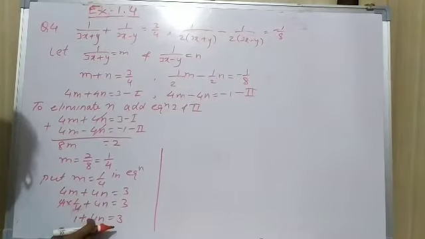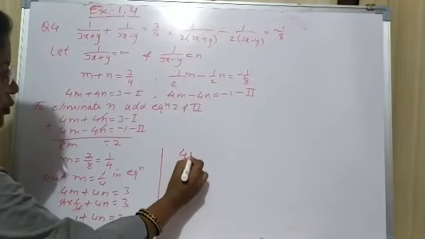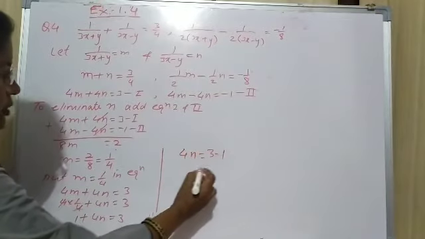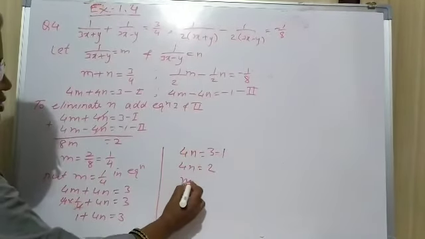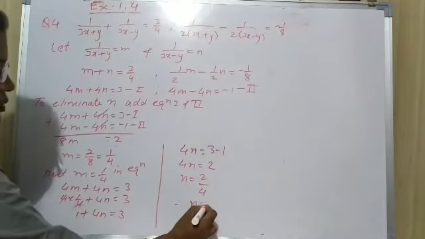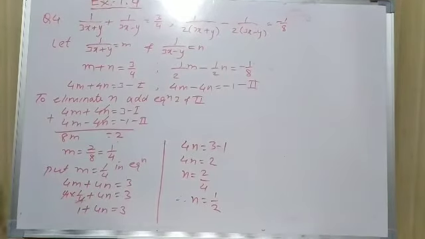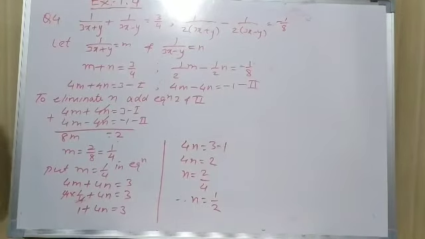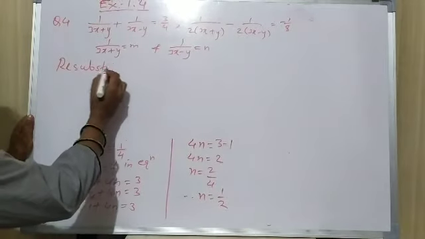1 plus 4n is equal to 3. Now this 1 you transfer that side. So you will get here 4n is equal to 3 minus 1. 4n is equal to 3 minus 1, 2. So n is equal to 2 upon 4. Therefore n is equal to 1 by 2. Now you got the value of m and n. So you have to resubstitute for m and n again.